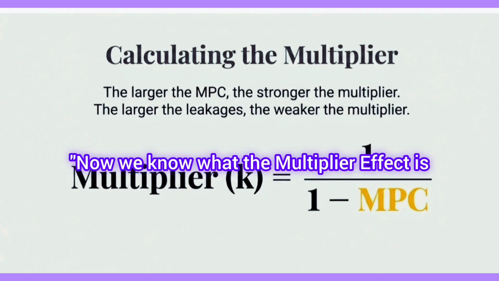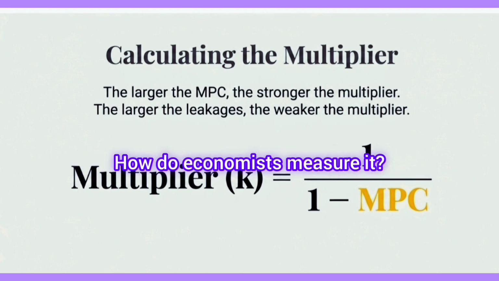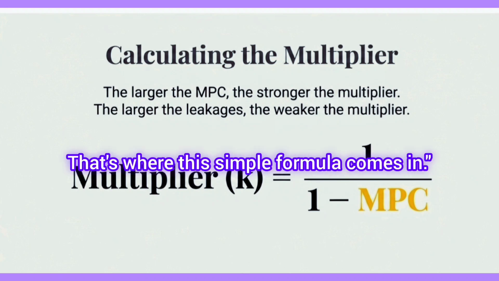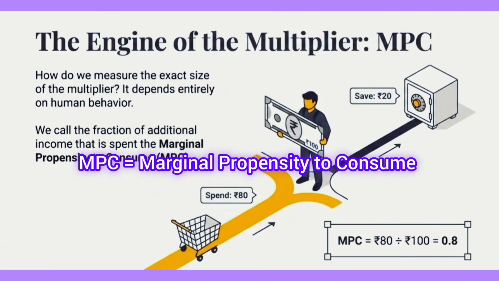Now we know what the multiplier effect is. The next question is, how do economists measure it? That's where this simple formula comes in. Multiplier K is equal to 1 divided by 1 minus MPC, where MPC is equal to marginal propensity to consume.